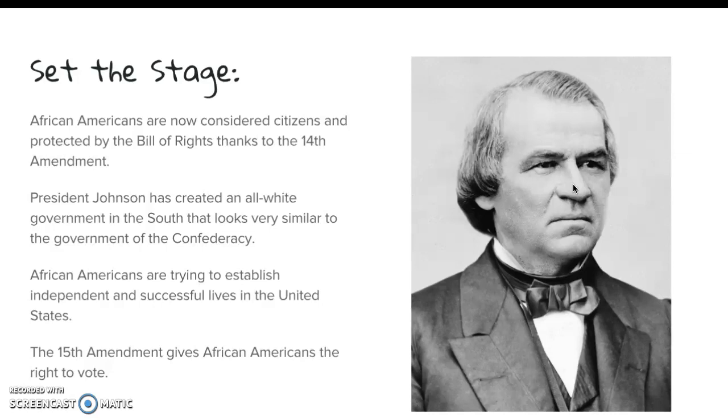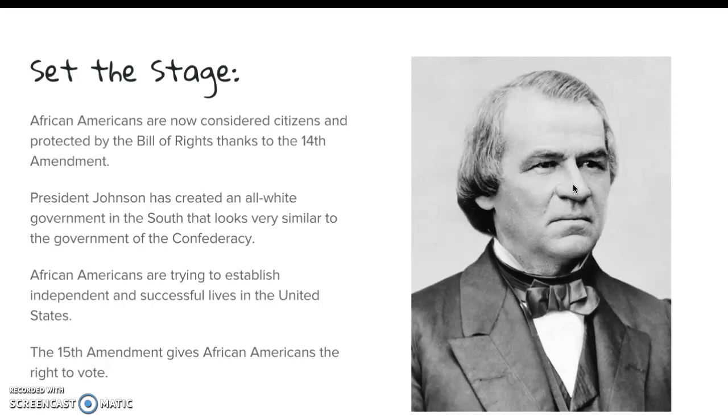President Johnson, when he became president, created a new all-white government in the South to make sure that black people could not run for office. And it looked very similar to the government of the Confederacy. He was really mad at the aristocratic whites from the South who had decided to secede, and he felt like they had wronged him because he was the vice president of the United States, and those people were leaving the Union during the Civil War. So President Johnson is a very salty president, and he's going to make it his goal to try and stop African American progress.